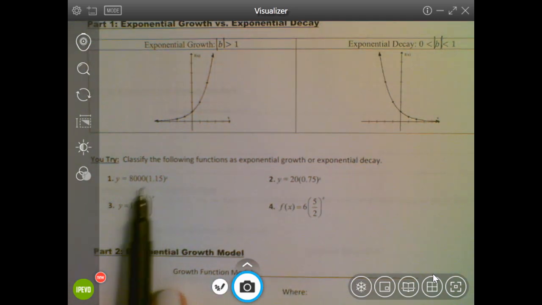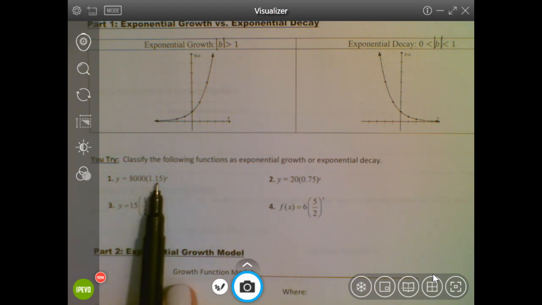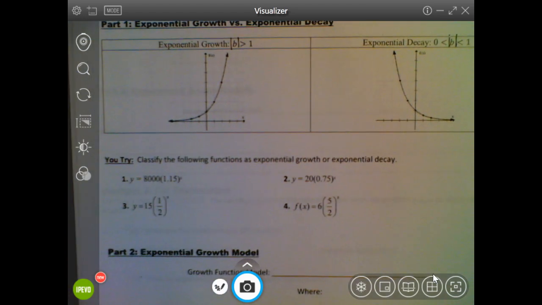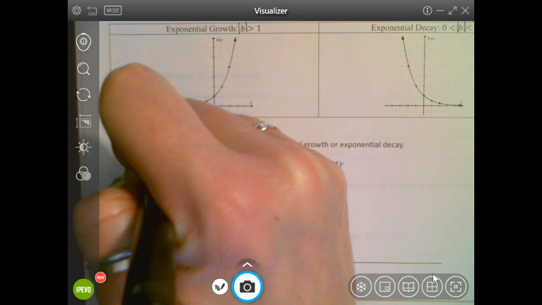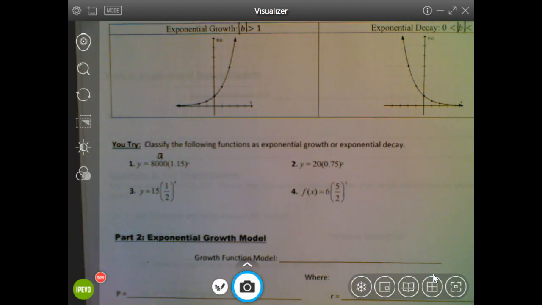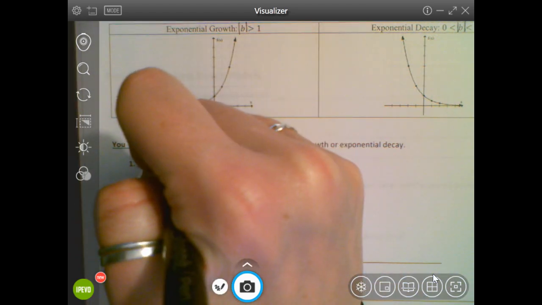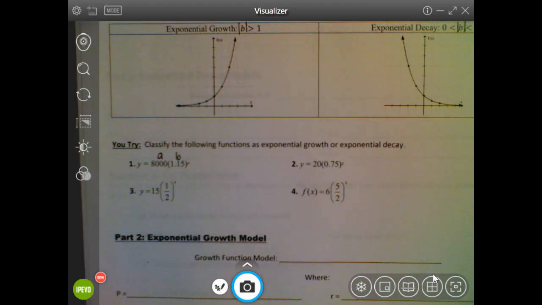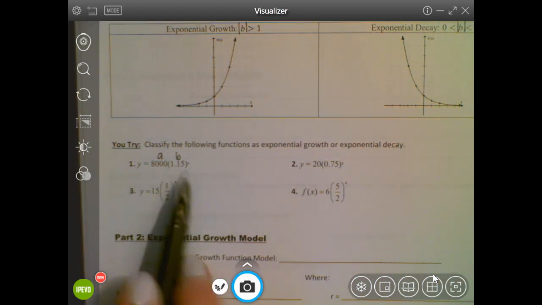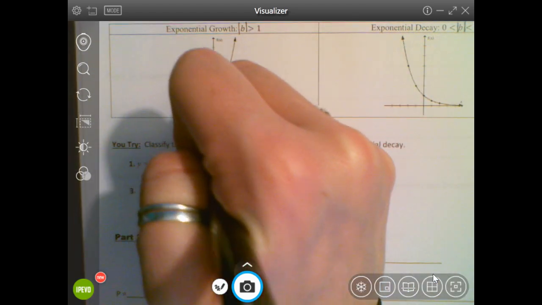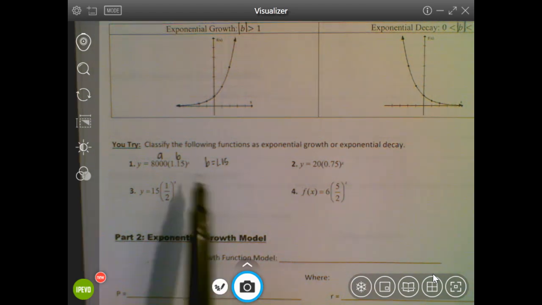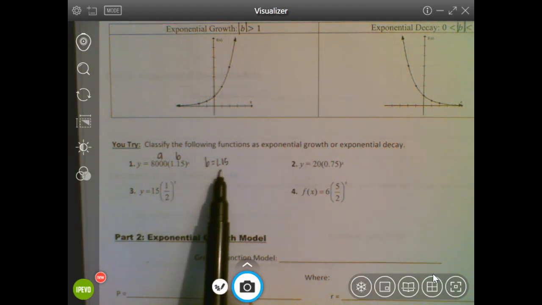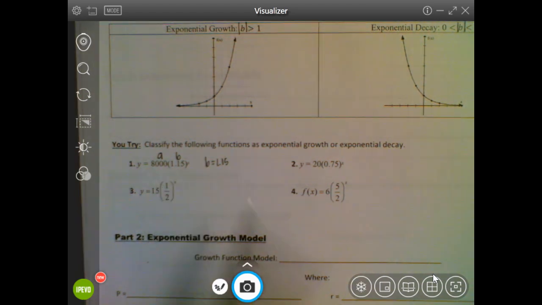So for the first one, if we look at this function, y is equal to 8,000 times 1.15 raised to the x. In our notes last week, we said that the value that's in front of the number with the exponent is the a value, and the number with the exponent is the b value. So in this case, our b value is 1.15, and if we take the absolute value of that, it's obviously greater than 1. So this is going to represent an exponential growth function.